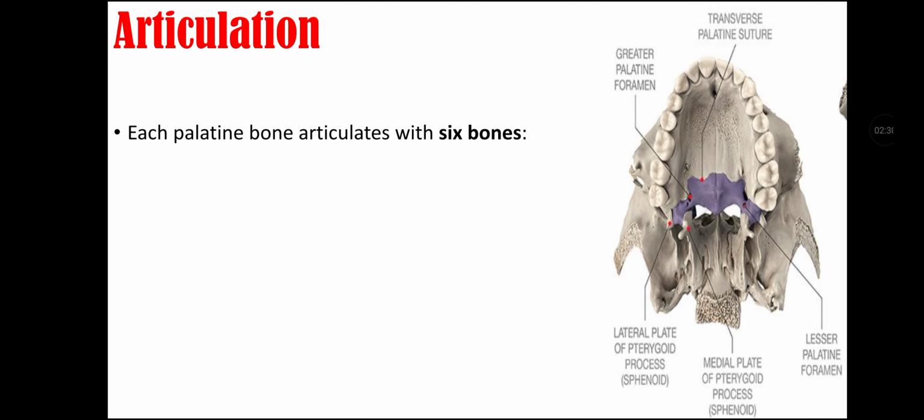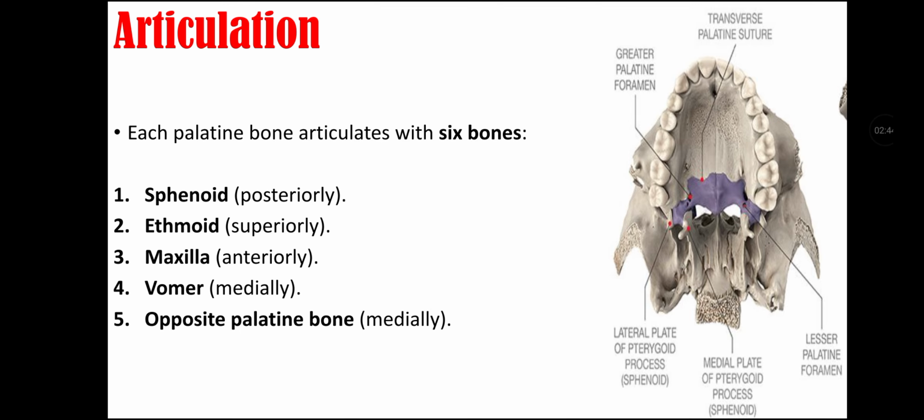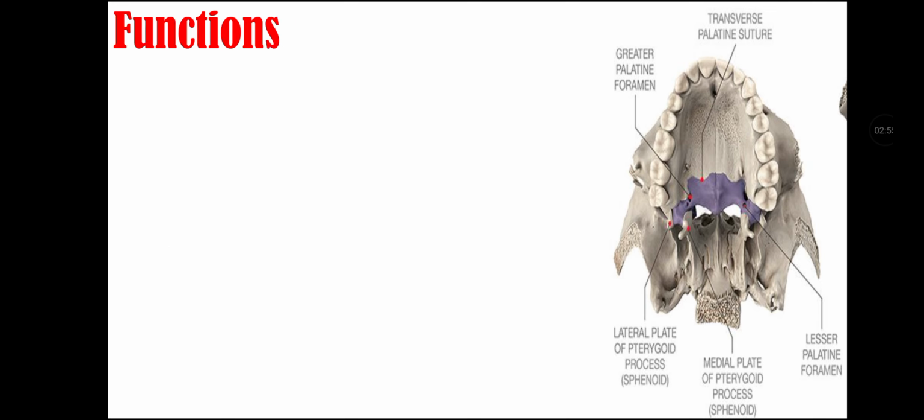Articulations of palatine bone. Each palatine bone articulates with six bones. It articulates posteriorly with the sphenoid bone. It articulates superiorly with the ethmoid bone. It articulates anteriorly with the maxilla. It articulates medially with the vomer, and it also articulates with the opposite palatine bone medially at the interpalatine suture. And it also articulates with the inferior nasal concha laterally.